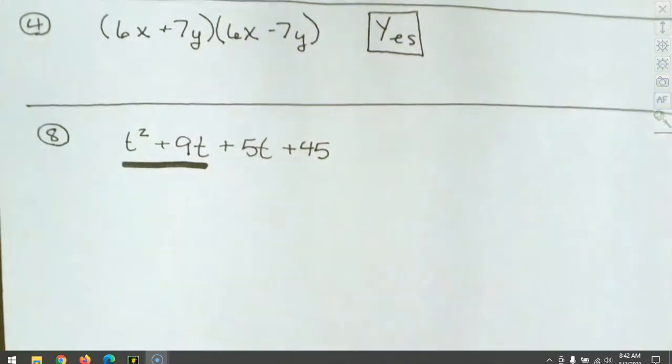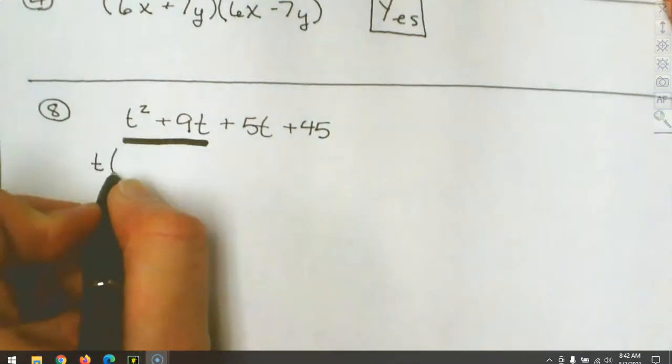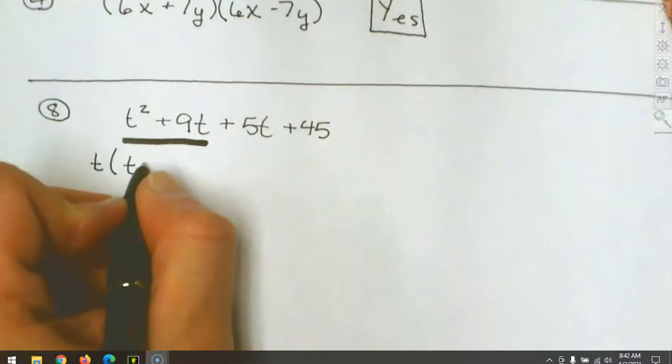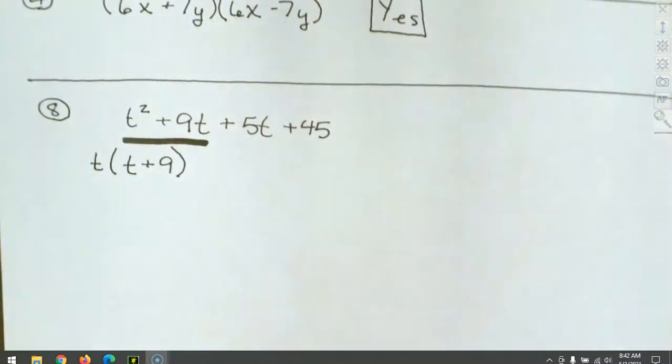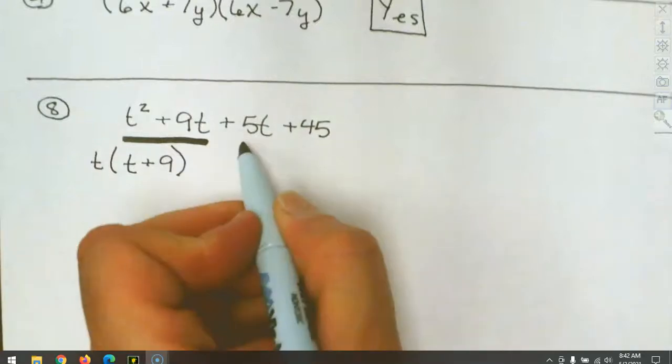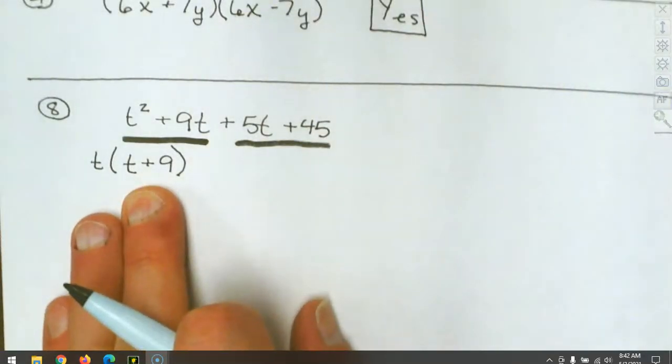So the first 2 pieces, what can I factor out of that? Can someone tell me what I could factor out of what I've got underlined there? Yep, just the t can come out. And that leaves you then with a t plus 9, right? When we factor the next 2 pieces, we should end up with a t plus 9.